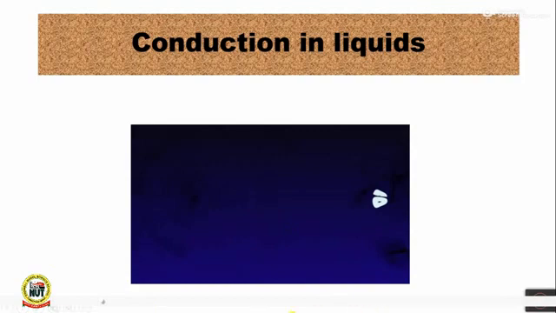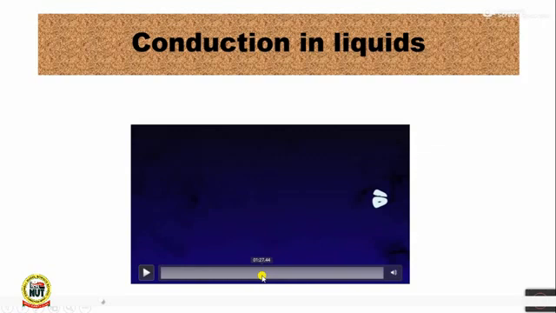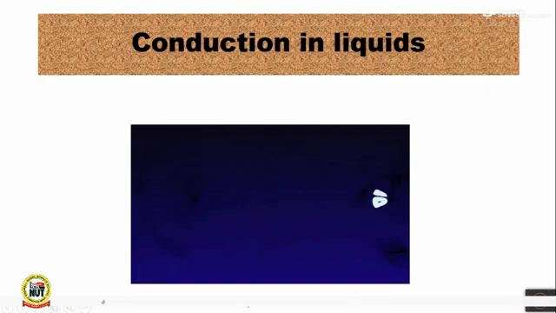Now in the experiment that you are going to see in this video, we will have ice, and that ice will be submerged in water, and you will notice that the water at the top will be boiling, whereas the ice has not even melted. So let's watch and see.